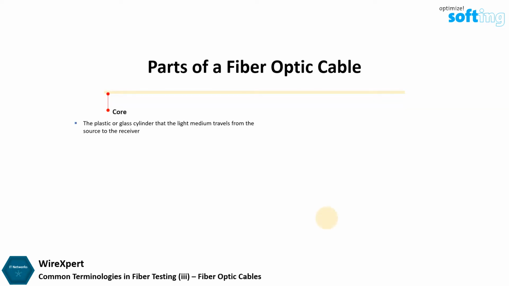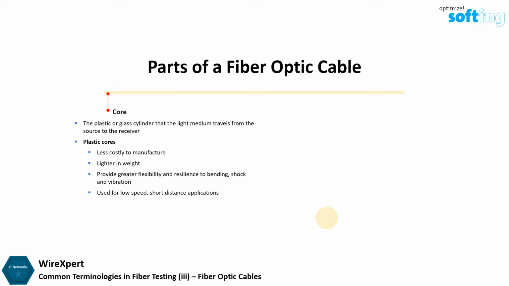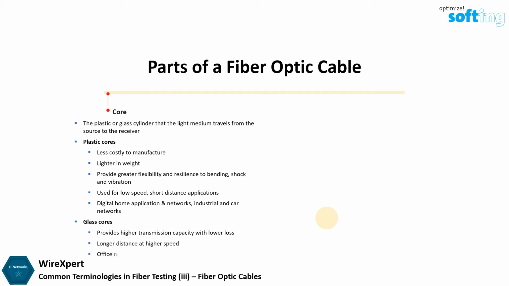The core is the plastic or glass cylinder that the light medium travels through from the source to the receiver. Fiber optics with plastic cores are less costly to manufacture, lighter in weight, and provide greater flexibility and resilience to bending, shock and vibration. Plastic optical fibers are commonly used for low-speed, short-distance applications in digital home applications and networks, industrial networks and car networks. Fiber optics with glass cores provide higher transmission capacity with lower loss. Glass optical fibers can be used for longer distance transmission at higher speed in office networks.